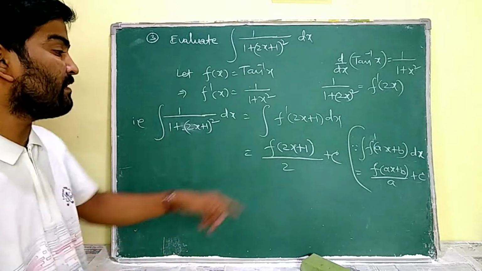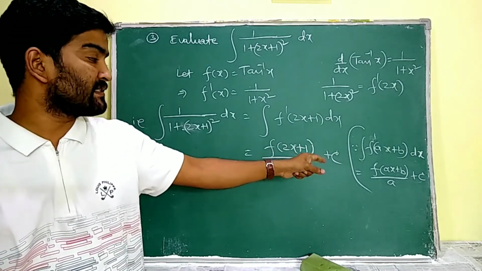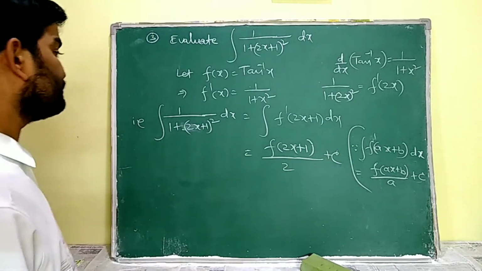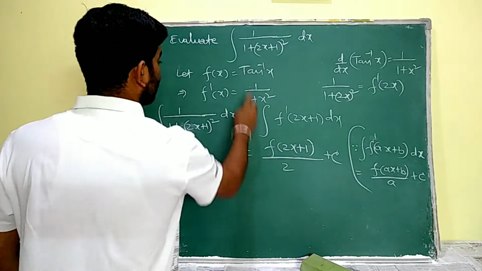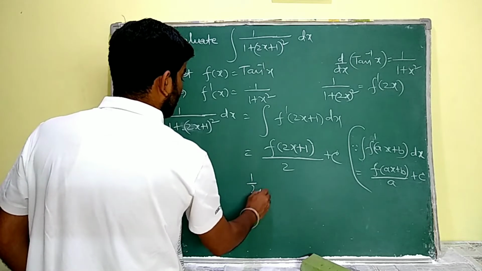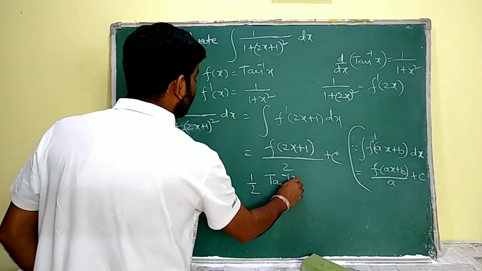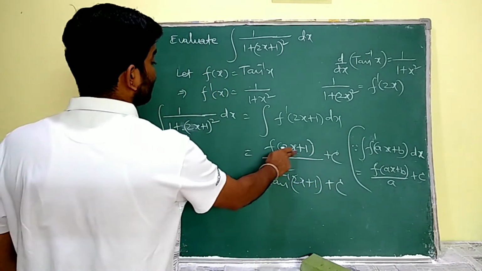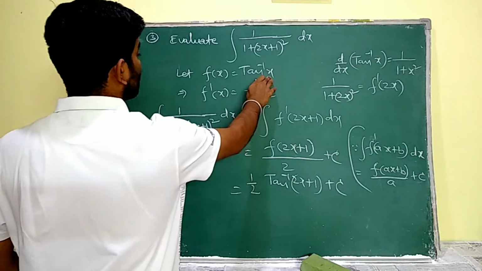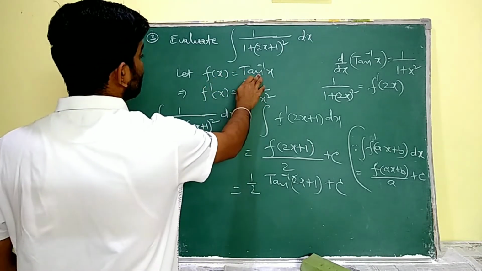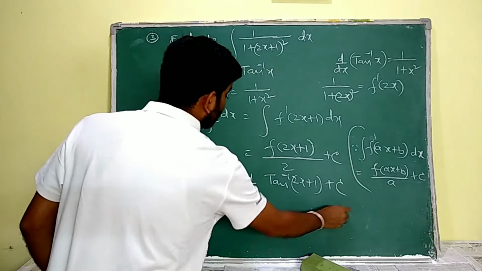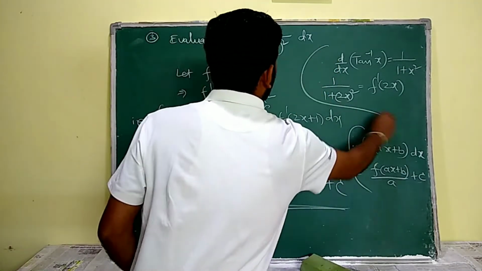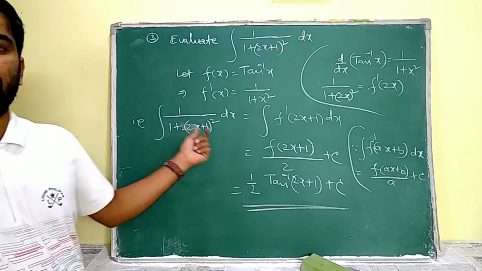Now integral f dash of (ax plus b) dx is going to be expressed as f of (ax plus b) by a plus c. See ma, here it is 1 by 2 into tan inverse of (2x plus 1) plus c ma. Why? Because see, f of x is equal to tan inverse x, which means f of 2x plus 1 means tan inverse of 2x plus 1. This is our answer ma. It's a very simple question, and we have to apply many logics and many formulas here.